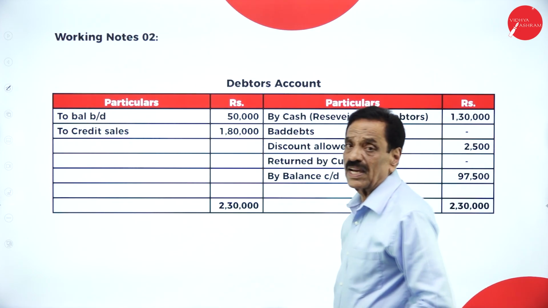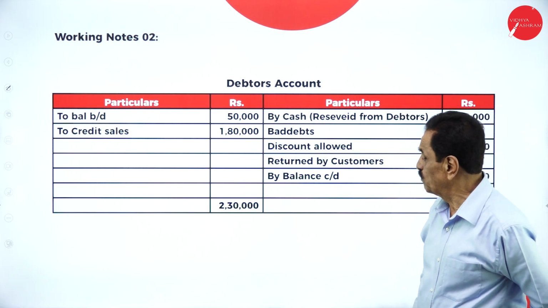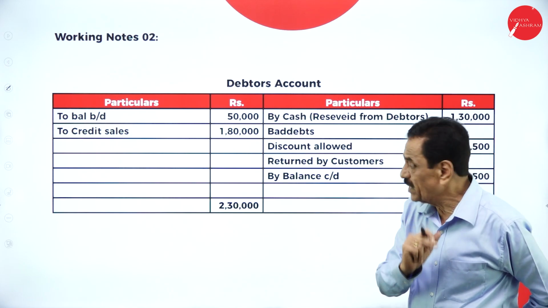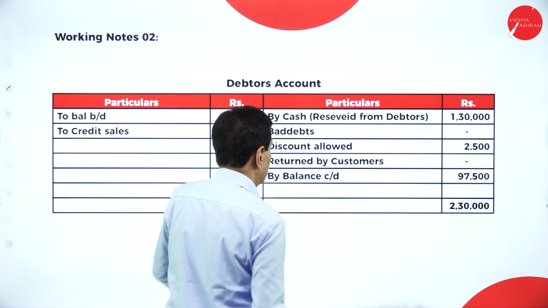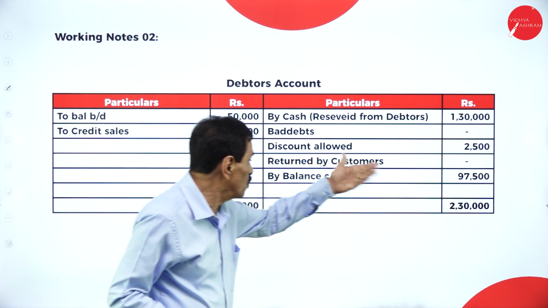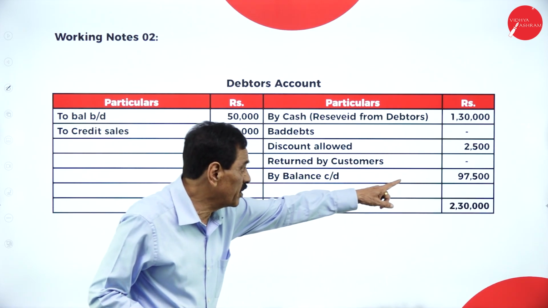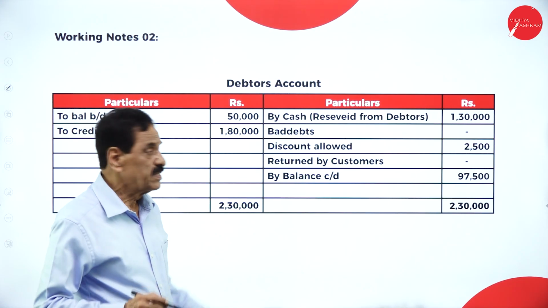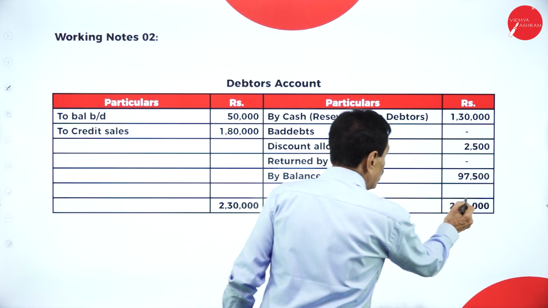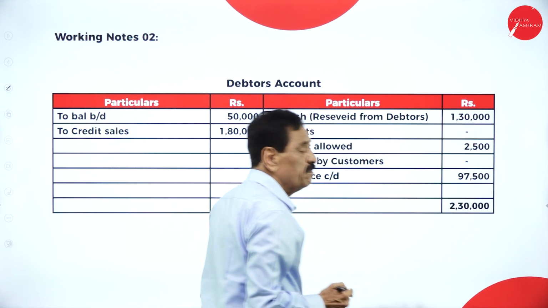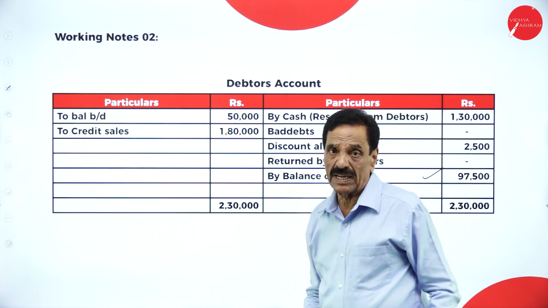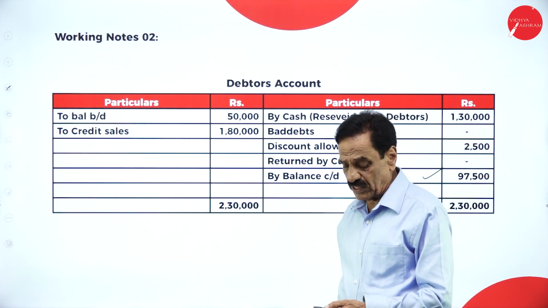During the year, credit sale is 1,80,000. So the total amount to be received is 2,30,000. Out of 2,30,000, how much cash is received? 1,30,000. There is no bad debt. Discount allowed is 2,500. Sales return is also there. So out of this 2,30,000, if you deduct the 1 lakh, the balance is 97,500. This is the closing balance. So it will appear in the branch account.